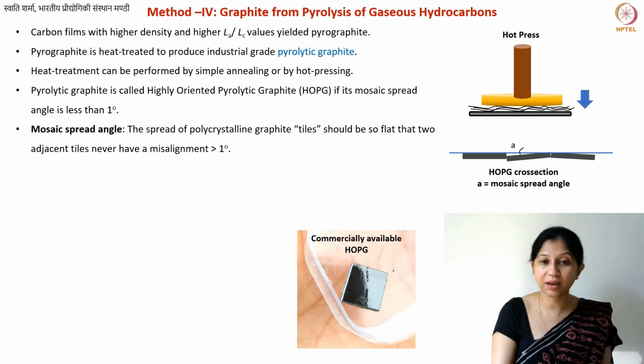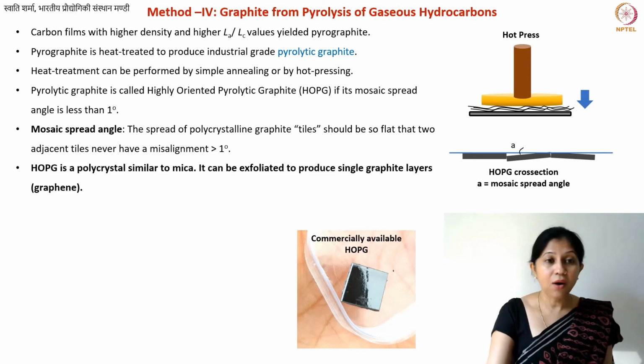Now this is a picture of the sample. This is from my lab. This is a 1 centimeter by 1 centimeter HOPG substrate, HOPG material that we purchased. This is how it looks. You can see that it is very nice and shiny, with very high purity, and this particular sample had 0.4 degrees of mosaic spread.